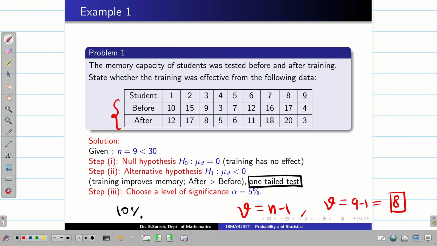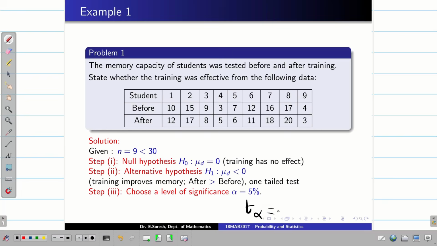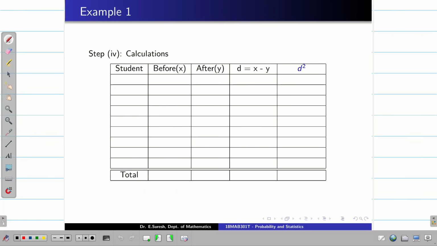So let us see the table. My degree of freedom is 8. Now we should not see 5%. We have to see 10%, that is 1.86. Therefore, my T alpha value is 1.86. Next, we have to fill the table and we have to find D bar and S to find the value of T. So let us fill the label.